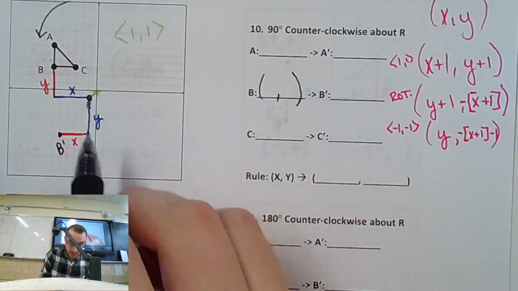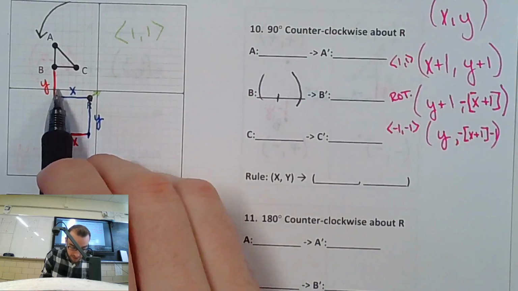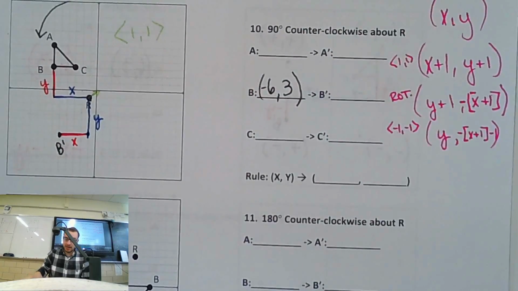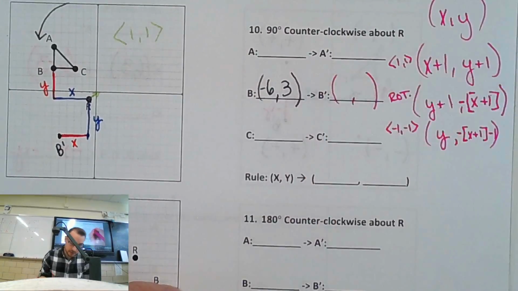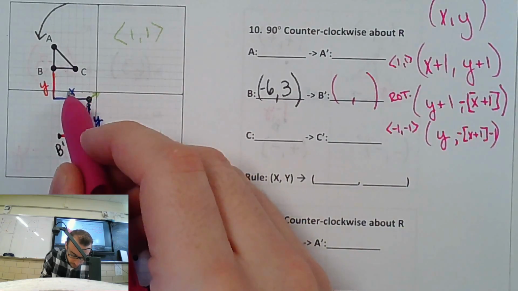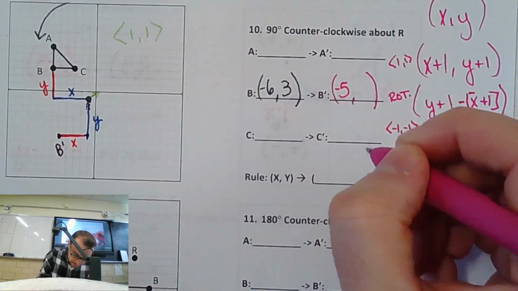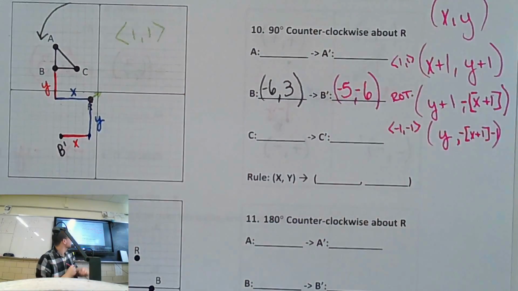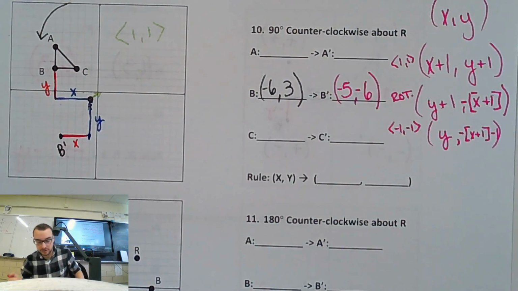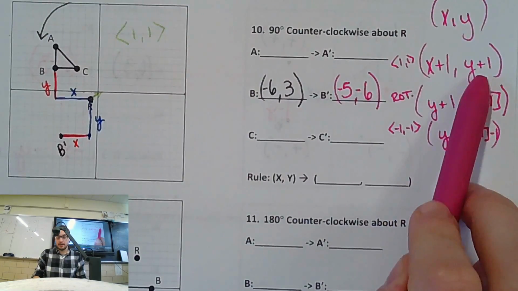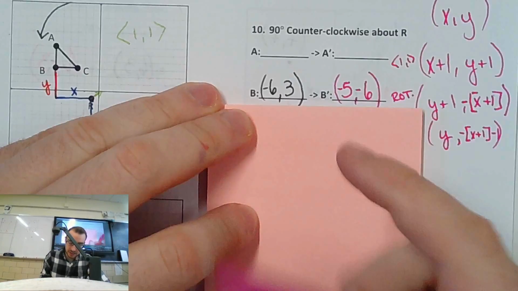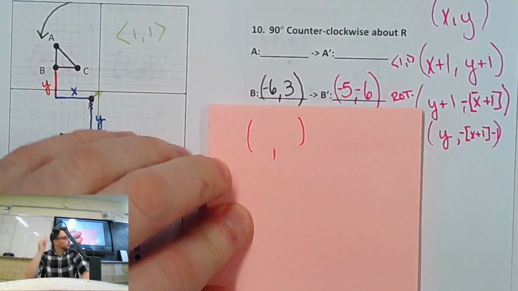Let's look at b. b is negative 6, up 3. b prime, after we've applied all this, should be 5 to the left and 6 down. Everybody cool with those coordinates? All right, let's see if our rule actually works. First, we add 1 to the x and the y. So let's do that. Here's (negative 6, 3). After we add 1 to the x and the y, what do we end up with?